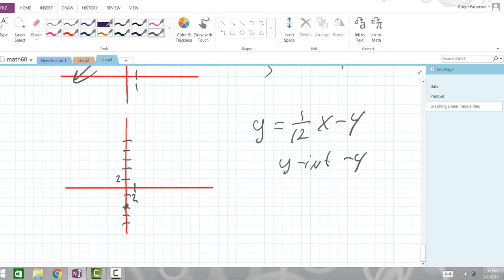What's the slope? 1/12. So I'm going to go up 1, which would put me right there in the halfway point. And then how much over? 2, 4, 6, 8, 10, 12. So right about there. Again, this is a very, very flat line. But the slope's 1/12, so it should be pretty darn flat. I could have went up 2 and over 24, but that would have been kind of a mess. But I could have did it.